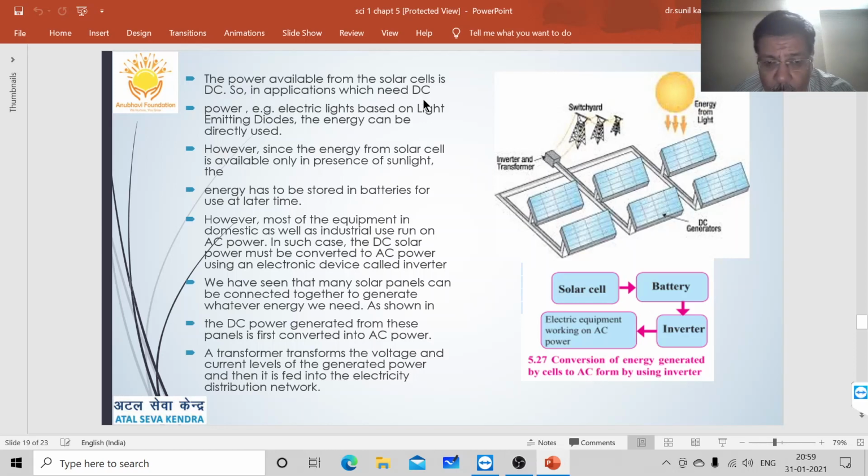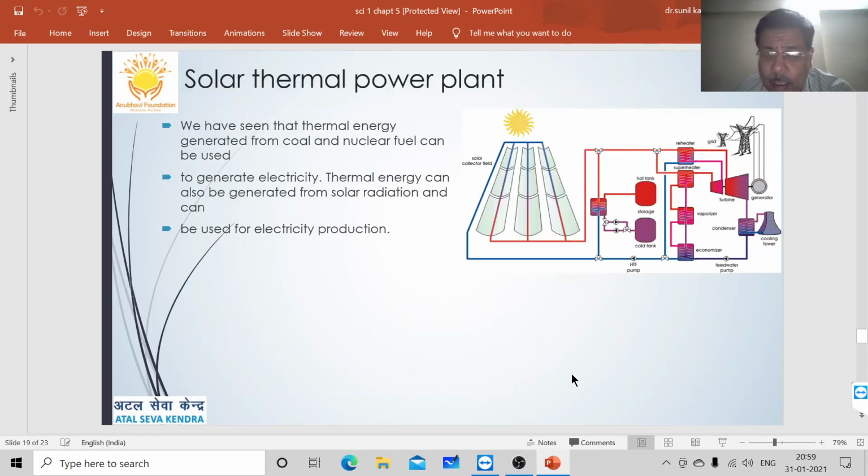We have seen that many solar panels can be constructed to generate a better amount of electricity. Of course, it is a very costly affair, and if the cost of the components comes down, then they can be the future of our country. So solar cell to a battery, the battery will store that DC current and send it to the inverter, which will convert it into AC current and can be used for electrical components and instruments.